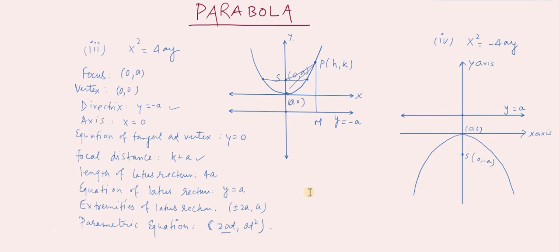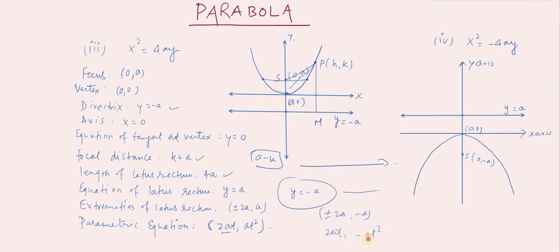Its focal distance will be a minus y for this parabola. Length of latus rectum will be same, 4a. Equation of latus rectum will change, because latus rectum in the earlier case was above x-axis, here it's below x-axis, so y is equal to minus a will be the equation of latus rectum for this parabola. Extremities of latus rectum will also change. It will be plus minus 2a comma minus a, and parametric equation will also change. It will become 2at comma minus at square.